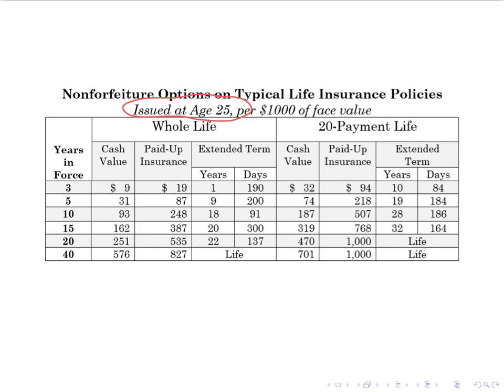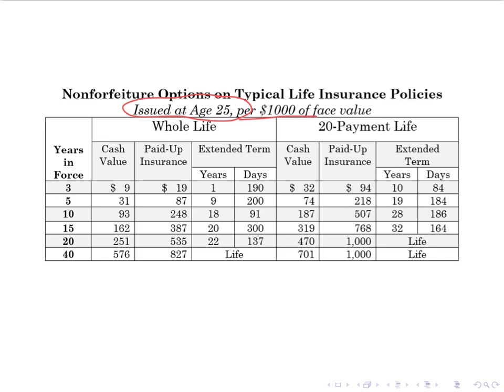Also notice that it's still per $1,000 of face value. So in here it's divided between two types, whole life insurance and 20 payment life. The 10-year term life insurance does not apply here. If you stop paying for that, you're just no longer covered. So you can't have these non-forfeiture options if you have the term life insurance.